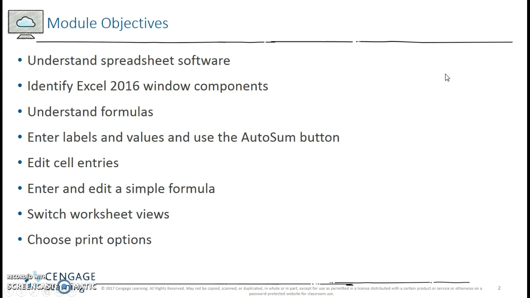Okay, so some of the module objectives are to get you to the point where you understand what the spreadsheet software does, what the window components are for Excel 2016, and understanding formulas, labels, values, and cell entities, to be able to do a simple formula, change worksheet views, and choose print options.